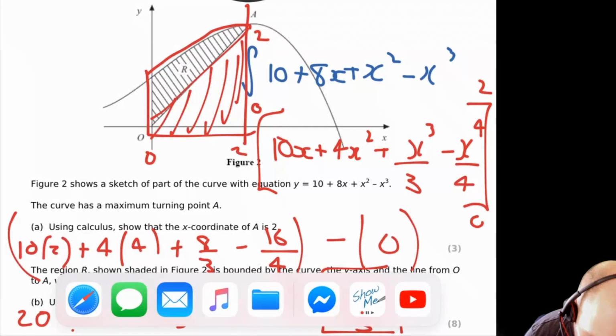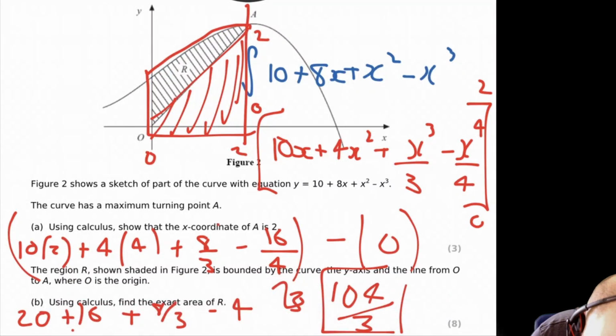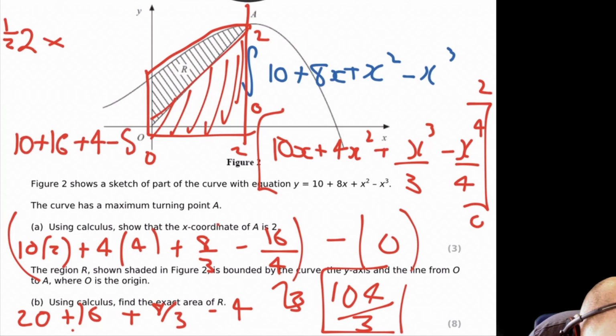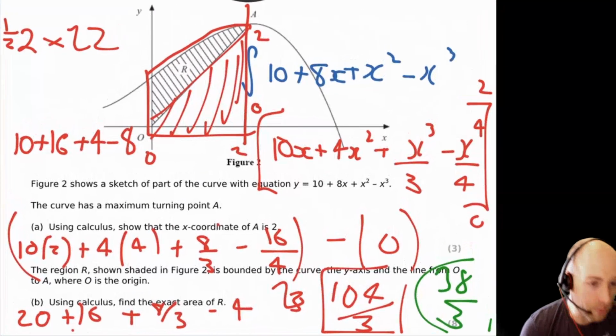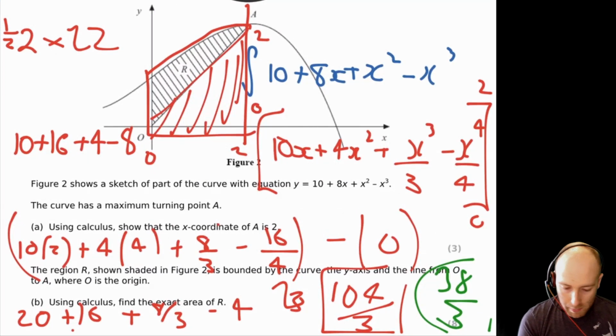Now I need to subtract the area of the triangle. So the triangle has a base of 2. Remember, it's half base times height. And if I put 2 in, we get 10 plus 16 plus 4, make 8. 22. So we're going to do 104 over 3, take 22, which gives me 38 over 3. Cool. All right, next one then.